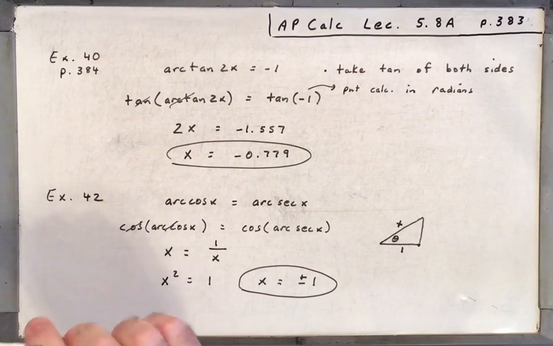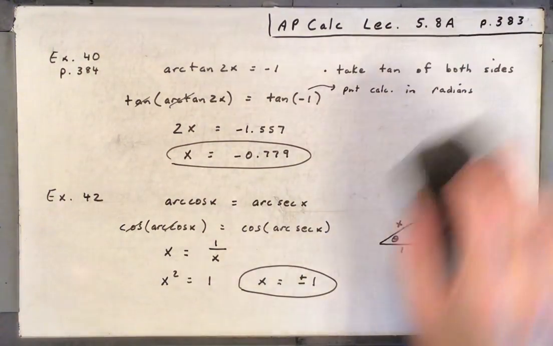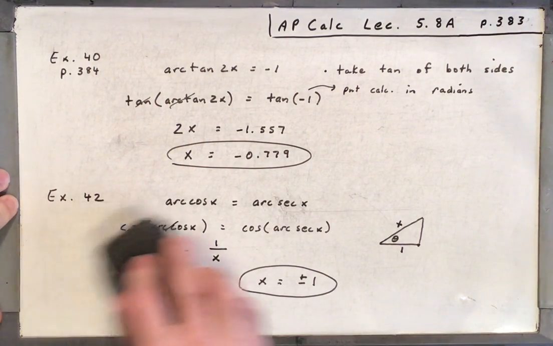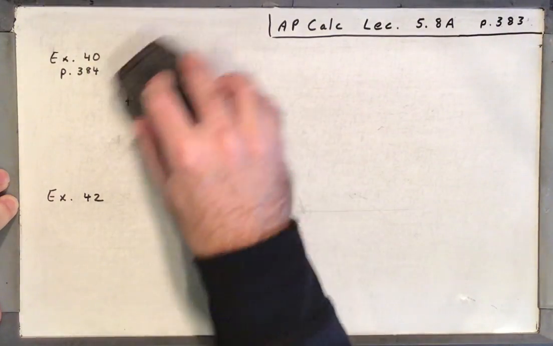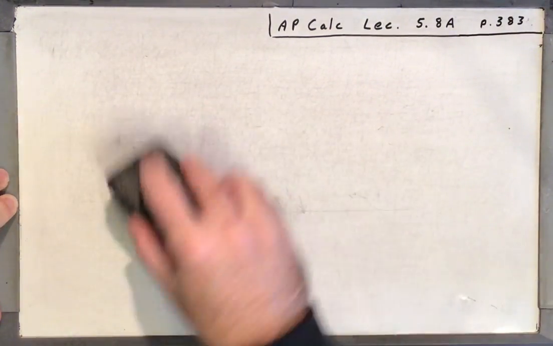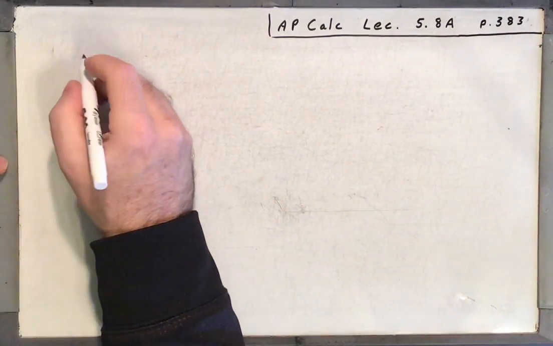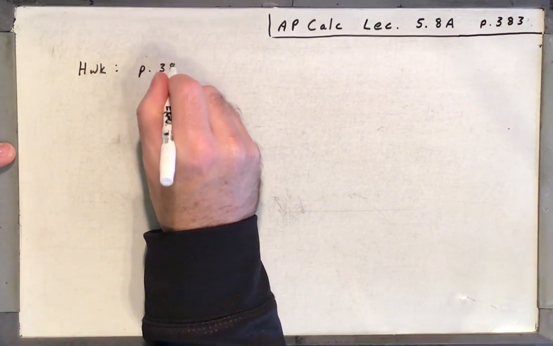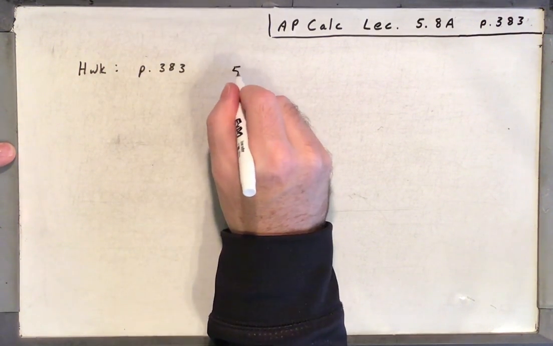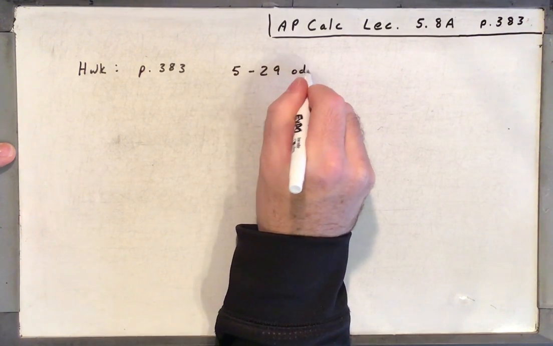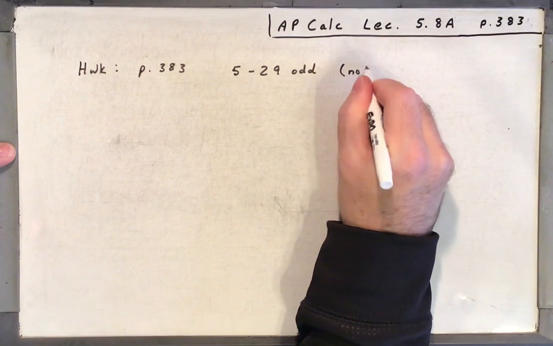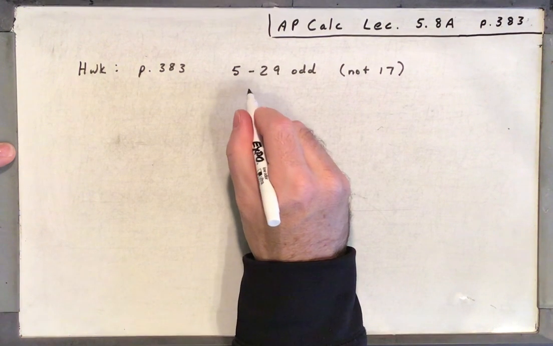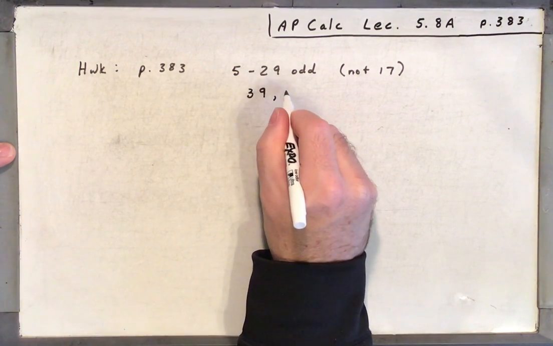So that does it for the example problems of 5.8a. Let me erase this and I'll write down your homework assignment. Okay, so the homework is page 383. You can do 5 through 29 odd, but skip number 17. So skip that one, but 5 through 29 odd otherwise. You can also do number 39 and number 41.